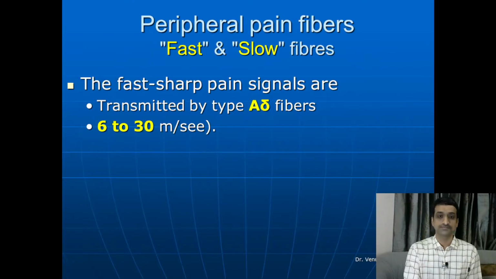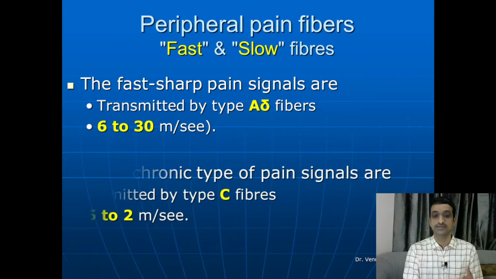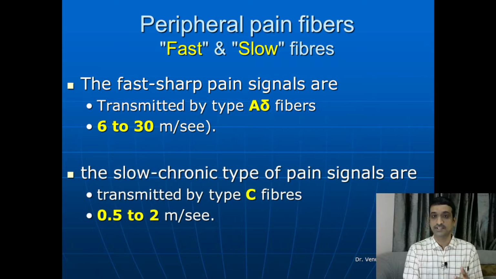Now, fast pain is carried by A delta fiber, that is a peripheral pain fiber, and it can transmit at a speed of 6 to 30 meters per second, when compared to the type C fiber, which transmits slow pain and can transmit only at a speed of 0.5 to 2 meters per second.